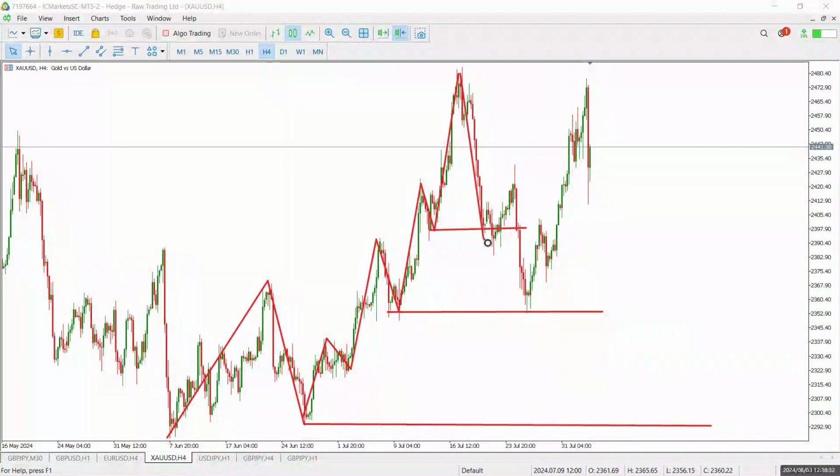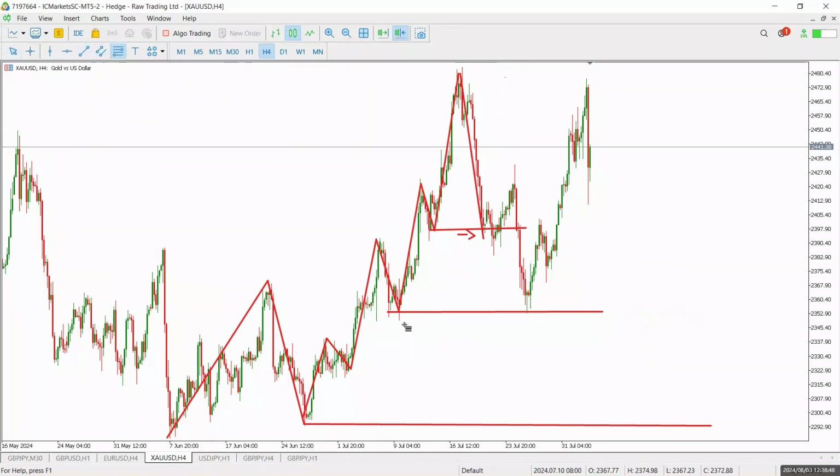Okay, so the break of structure happened at this point. Okay, and the break of structure is of what fractal? It's of the fractal from here to the fractal from here. That is where the break of structure happened. Okay, so now that that is done, what are we going to do?